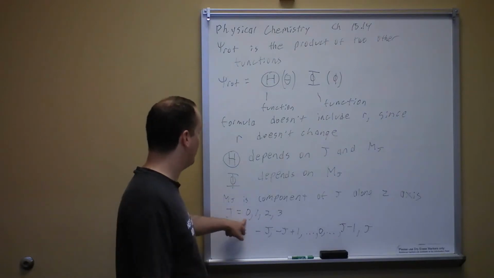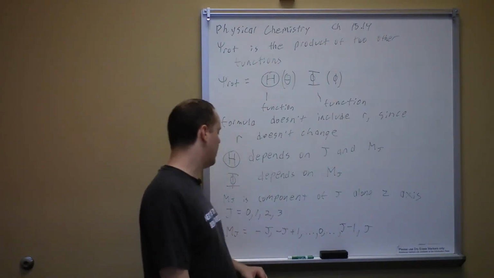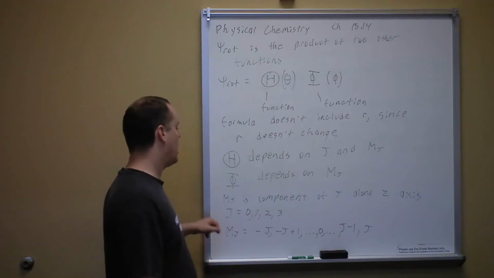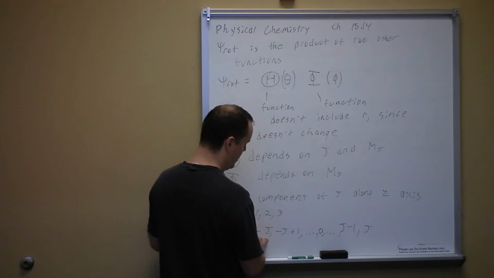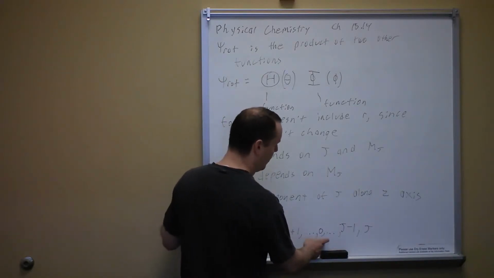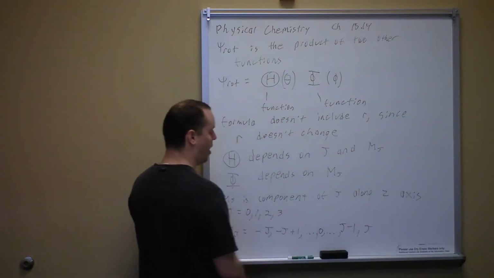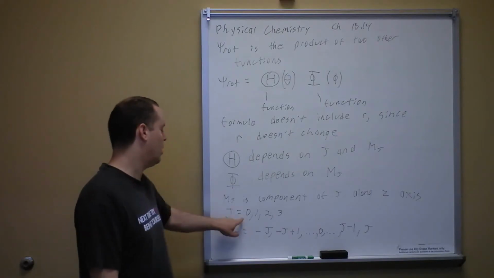Now remember, j can start at 0 and then go 1, 2, 3, etc. It's quantized. mj goes from minus j to positive j by ones. So you can go from minus j plus 1, and so on, all the way to 0. So mj can be positive, negative, or 0, depending on what j is.